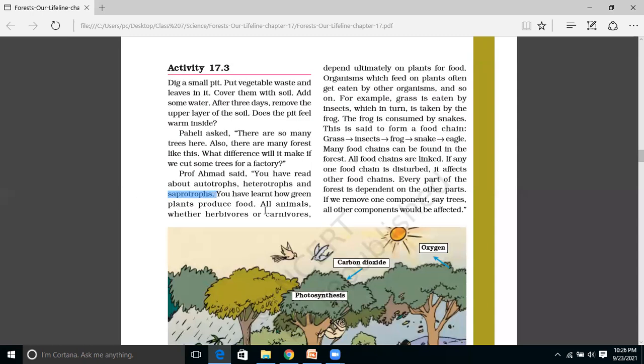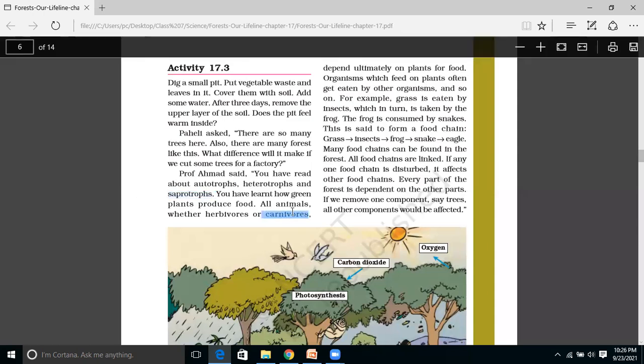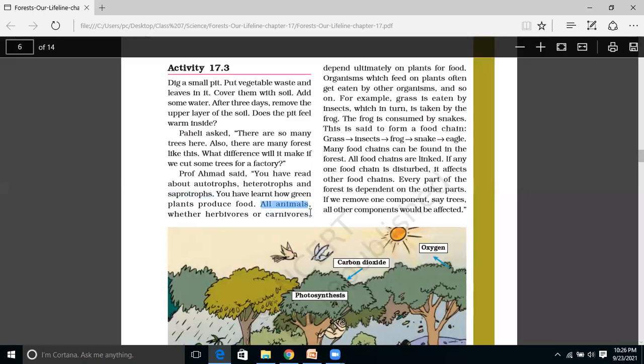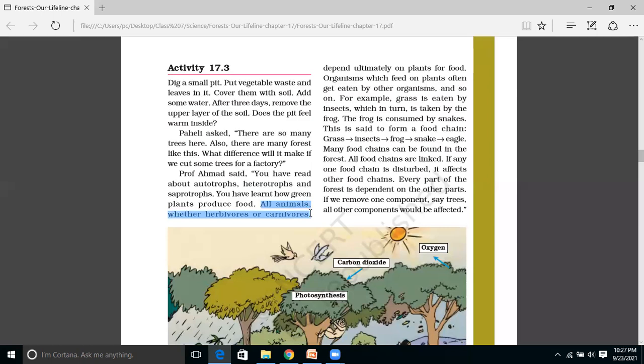Now, we know that all the animals, whether herbivores or carnivores, depend on others. Herbivores are animals which only eat plants. Carnivores are organisms which eat animals. So they depend ultimately on plants for food. So organisms which feed on plants often get eaten by the other organisms and so on. Understood?